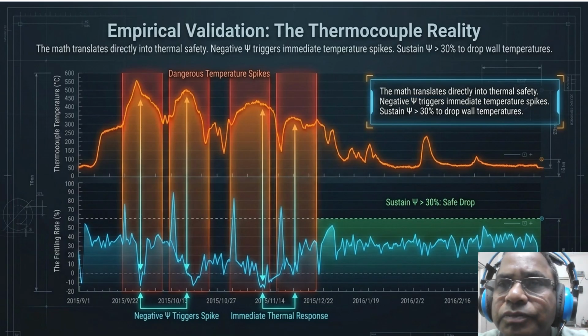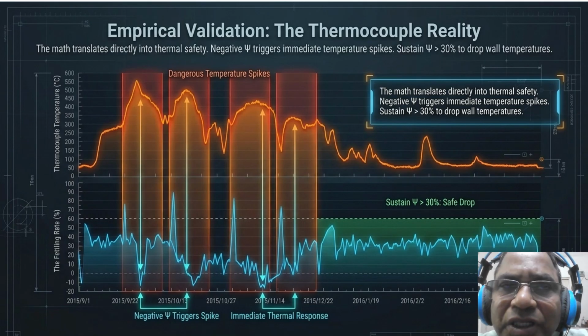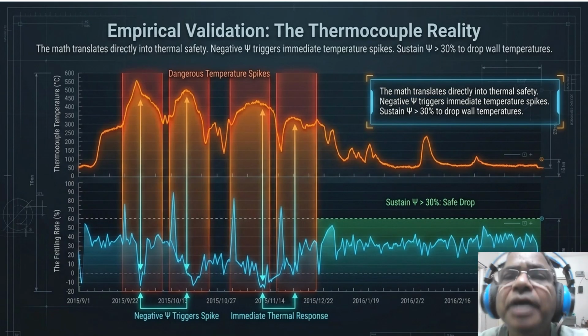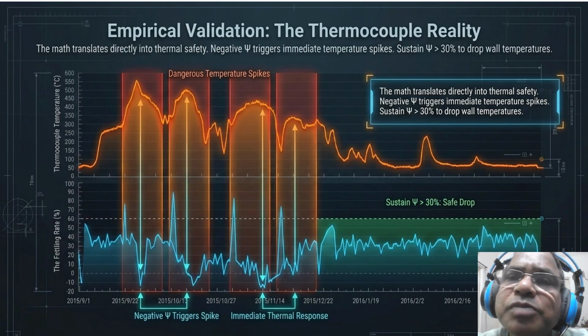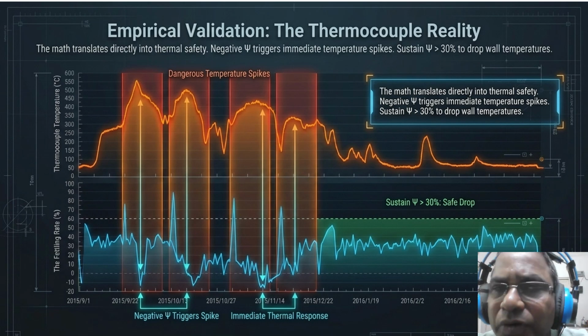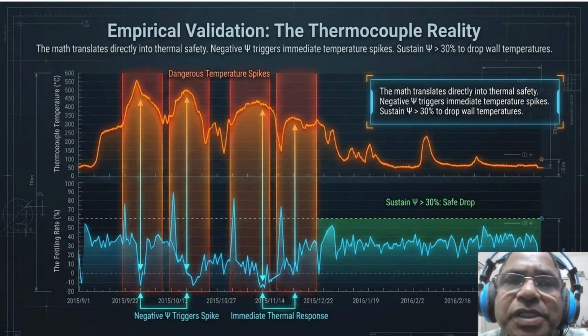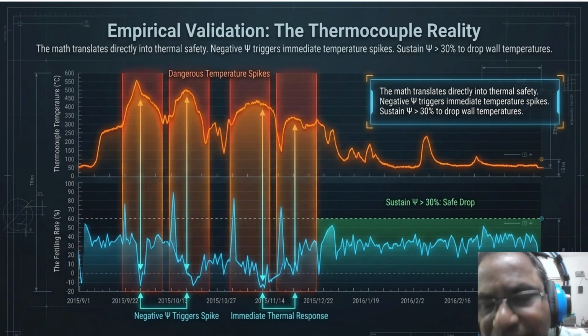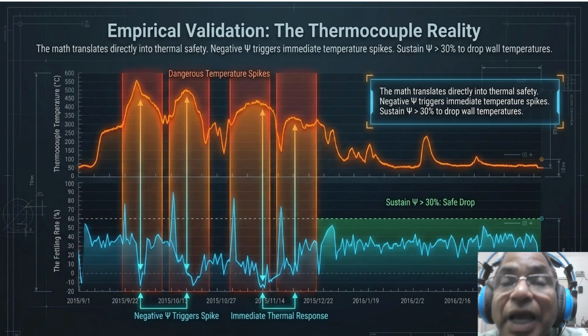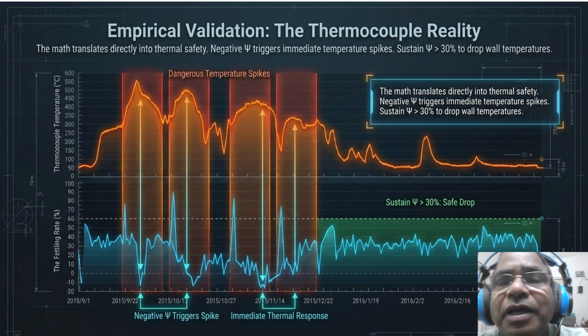So what does it give us? It gives us a clear indication regarding the math, which translates directly into thermal safety. If you sustain a positive mass balance, the thermocouple will respond. This is what it means. This empirical data is why we trust the process even during the 10-day lag. And 10 days is the best time to evaluate the effect of this application, or we can say the effect of this fettling.